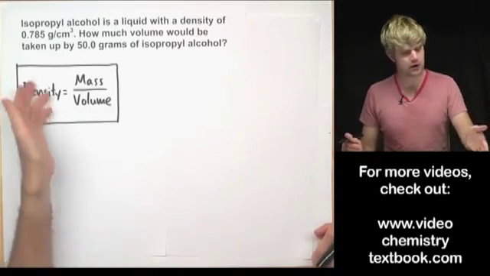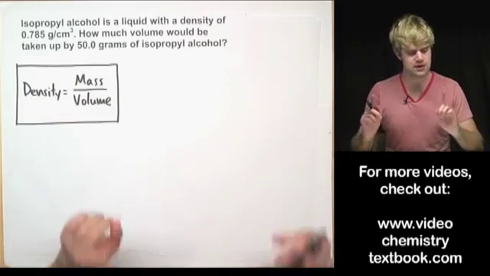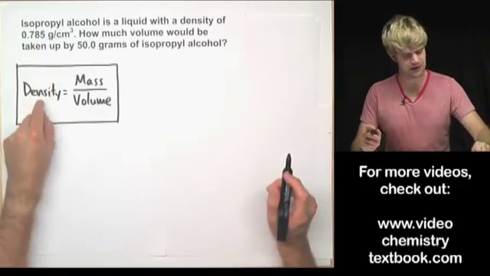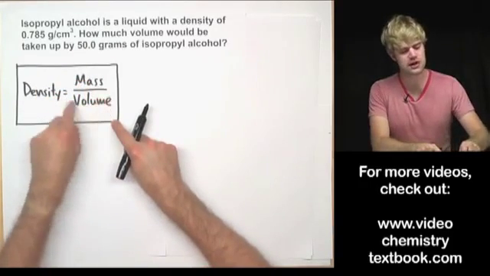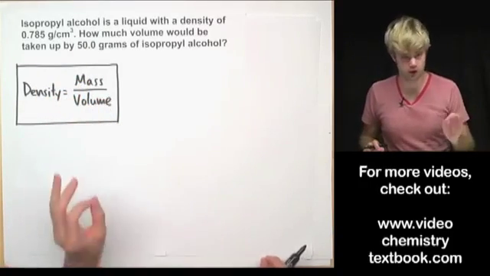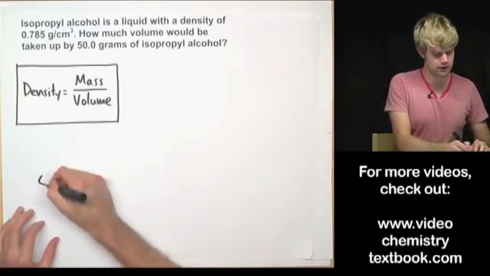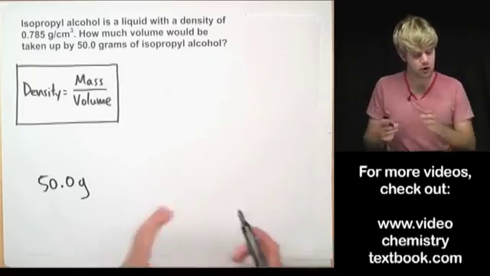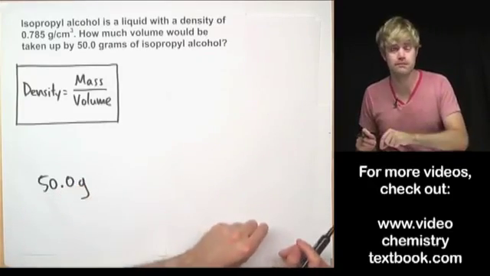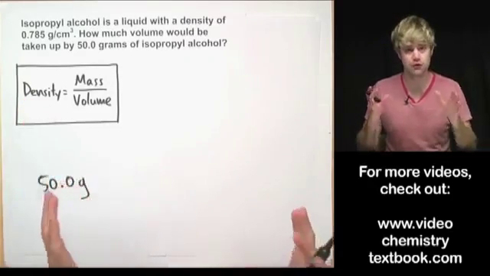So here is our definition of density, and in this problem, I get a density and I get a mass in grams. I'm going to have to use the density to figure out what the volume is. So I'll start with 50.0 grams. And as I said, I have to go between mass and volume, so I can use the density as a conversion factor to do that.